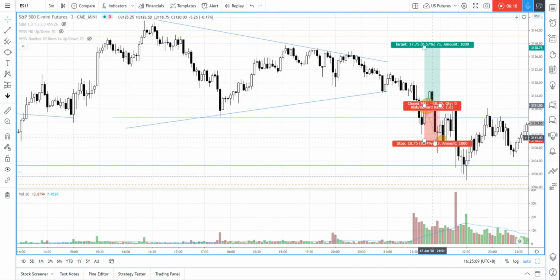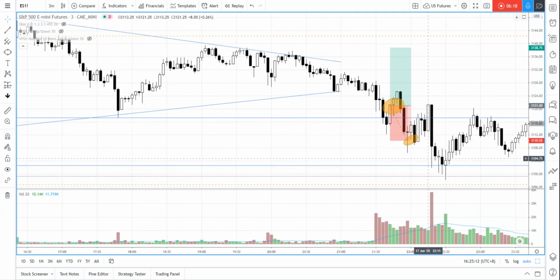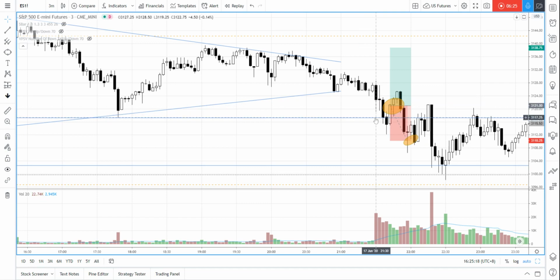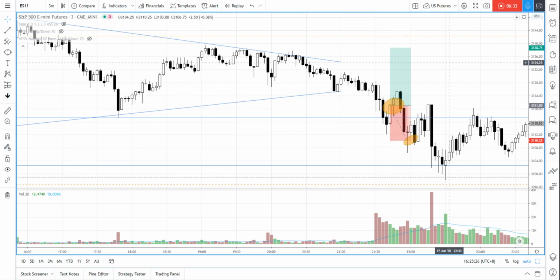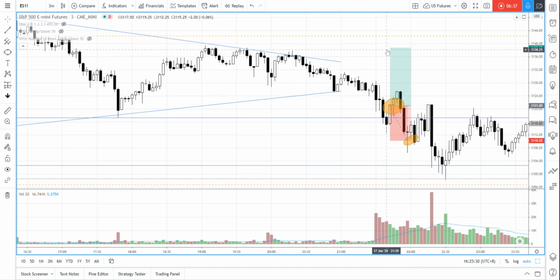So I just traded this based on the spring setup. Once it actually closed above the level 3117, I entered a long entry. But subsequently there wasn't any upside follow through, because my intent was to ride the trend to at least the swing high here.